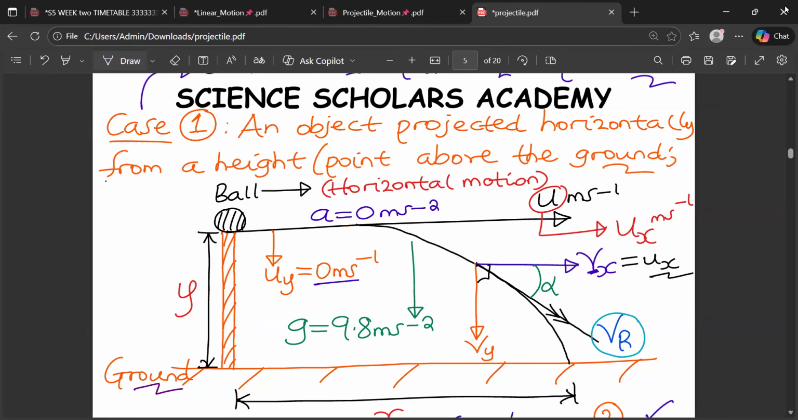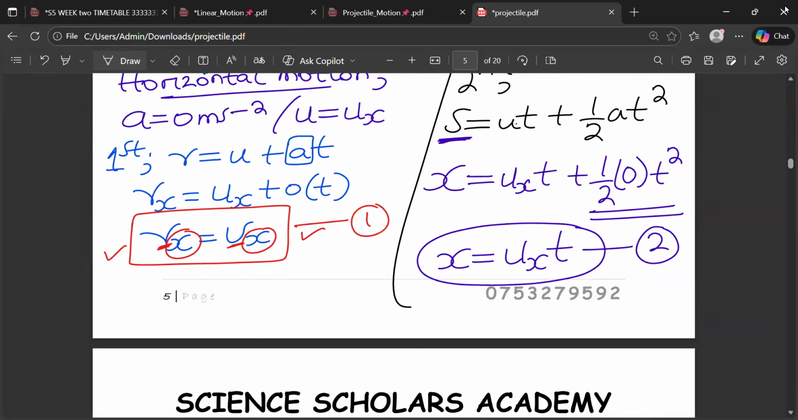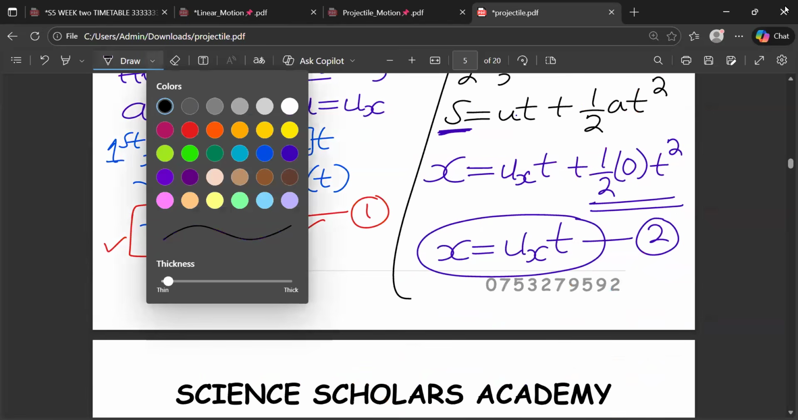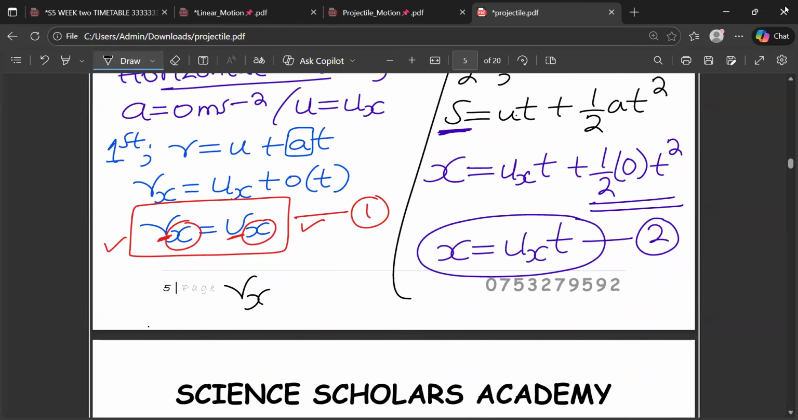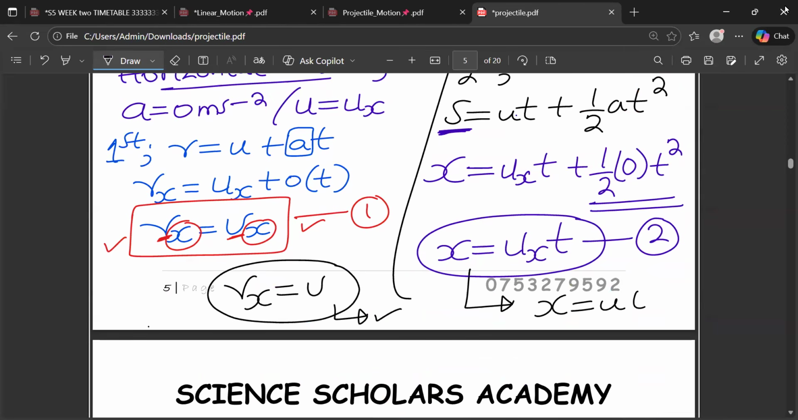That's why you'll find so many books ignore the ux and just call it u. So they just say vx is u, because they know that even if you call it ux, uy is a 0 for reasons I explained. You'll also find the same books having x equal to ut. No need of calling it ux. After all, uy is a 0. So those are two equations already. Don't forget them. We are going to use them so much. Equation 1 and equation 2.